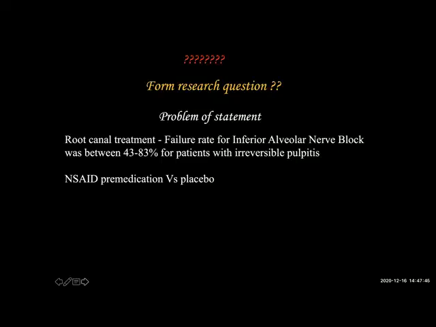The intervention would be NSAID. Okay. And the control would be placebo. Exactly. The control group would be placebo. Exactly. And the population would be patients with irreversible pulpitis. Good. And the outcome would be failure rate during the inferior alveolar nerve block. Exactly. Now you understood, right? What are all the things to be captured here?